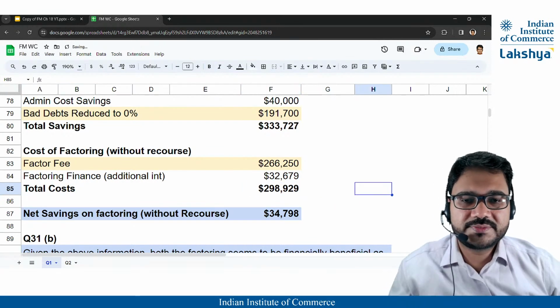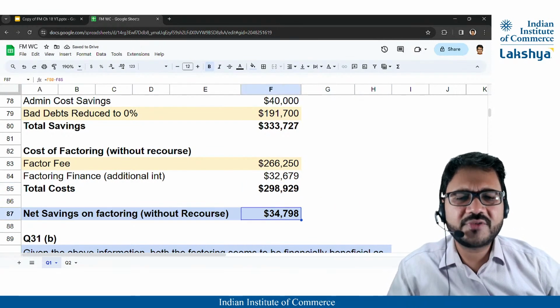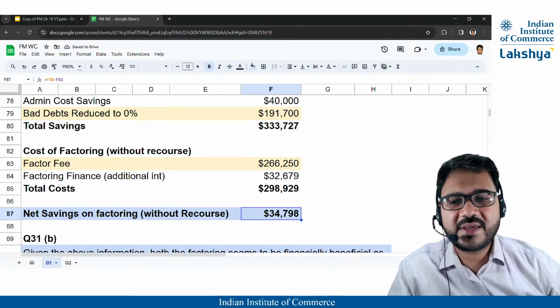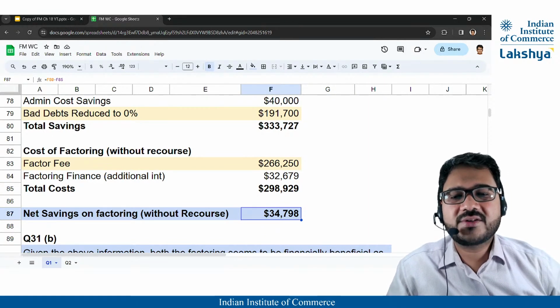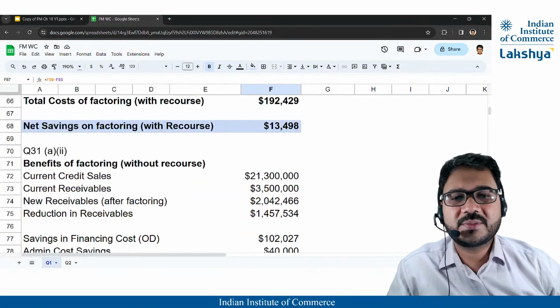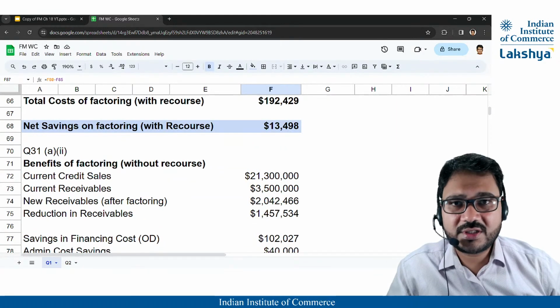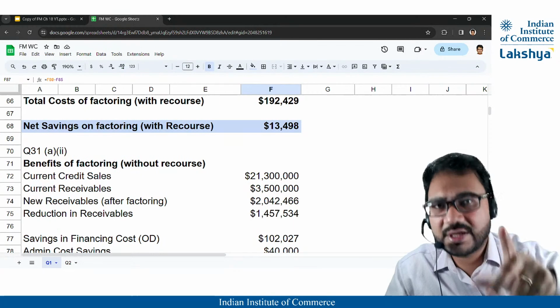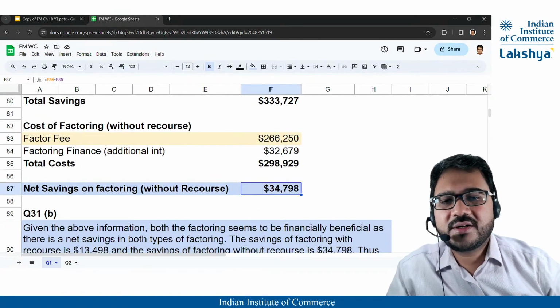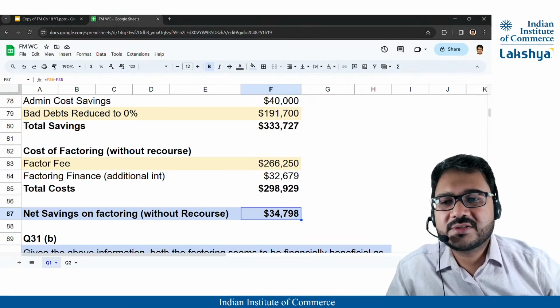This should be bold. Yeah. So $34,000 is what you are saving by factoring with recourse. Whereas in the previous scenario, you are saving only $13,000. See, in both scenarios, you are saving, but it makes more sense going with this.